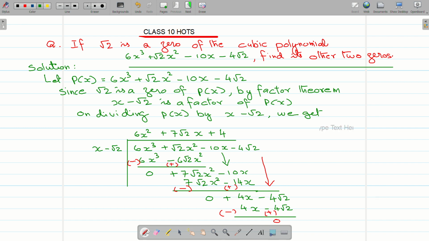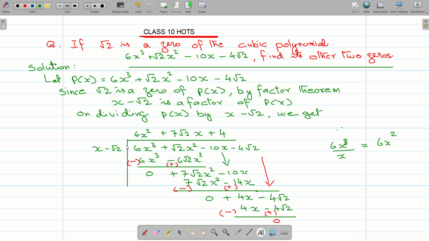Take the first term of the dividend, that is 6x cube, divided by the first term of the divisor. You get 6x squared. So that we will write it in the quotient portion.